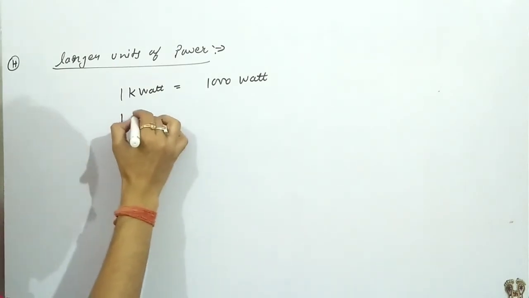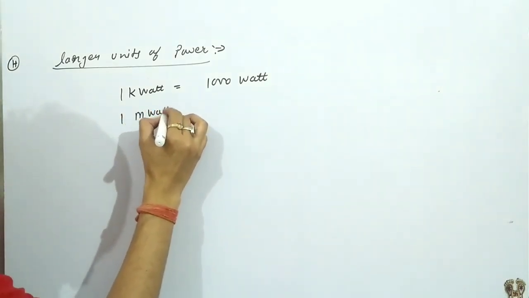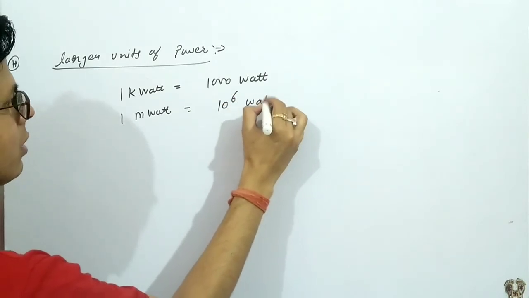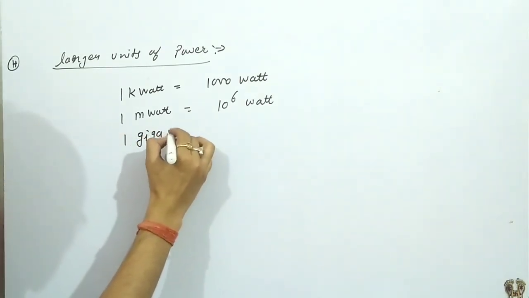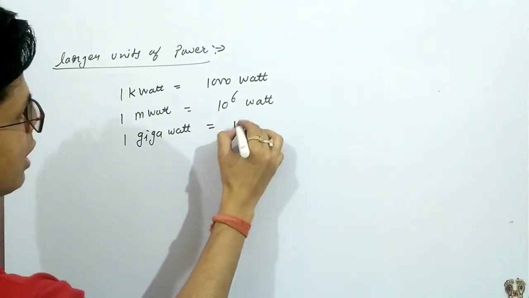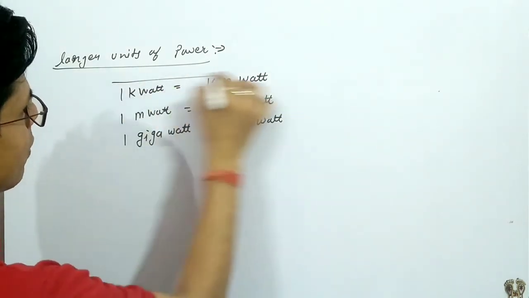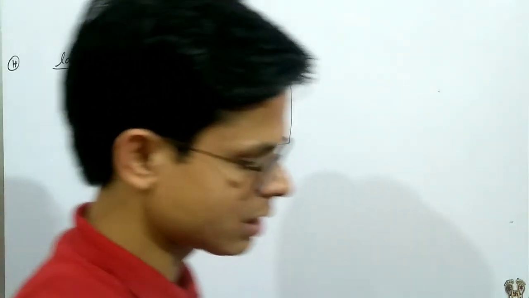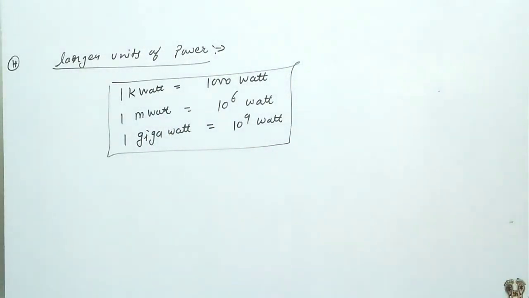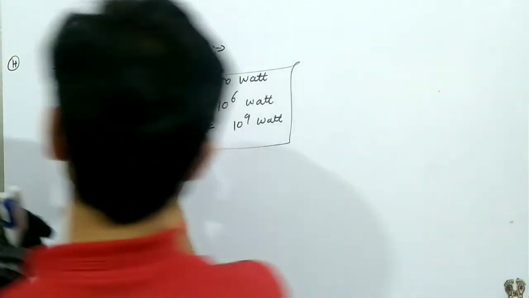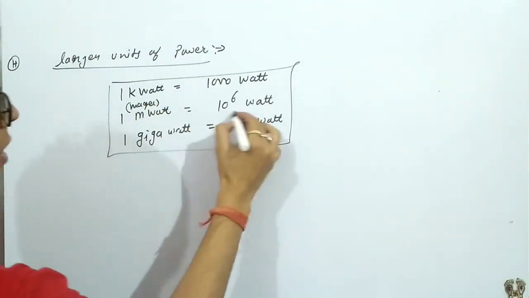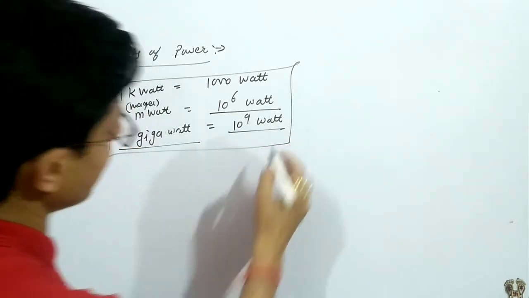Next you can write 1 megawatt equals 10 to the power 6 watt. Then 1 gigawatt equals 10 to the power 9 watt. These are the larger units of power. What are the larger units of power? Kilowatt: 1 kilowatt equals 1000 watt. 1 megawatt equals 10 to the power 6 watt. 1 gigawatt equals 10 to the power 9 watt.